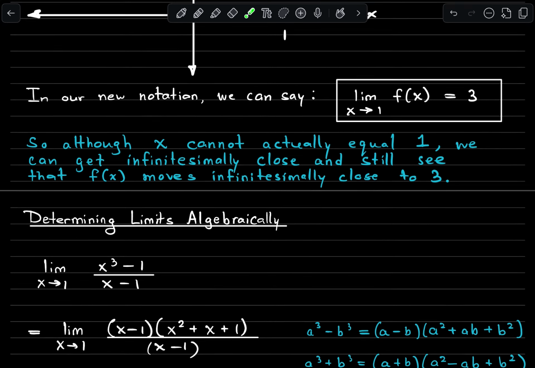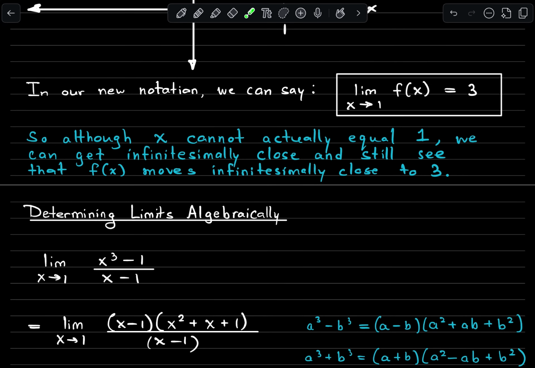Now, I can use a property here if I recognize that, well, 1 is really just the same thing as 1 cubed. Right? 1 is a perfect cube by itself. So I can actually go ahead and use what's called the difference of cubes formula, which expands like this. If I had a cubed minus b cubed, this can become a minus b times, in parentheses, a squared plus ab plus b squared.